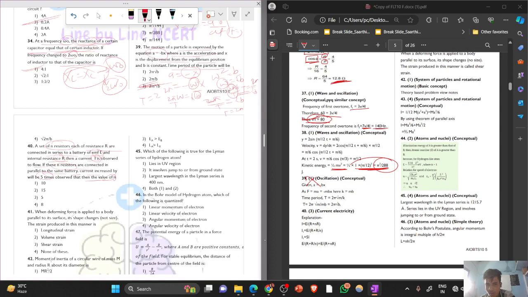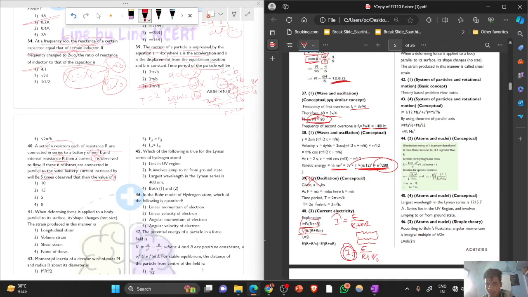For the series, the current I will be the same for all: E divided by the total resistance, that is, internal resistance plus nR. From here, you get I. And for the parallel condition, all are in parallel, so you just need to understand that the total current will be EMF by R equivalent, that will be r plus R by n. This is your condition for the parallel, and this is for the series.